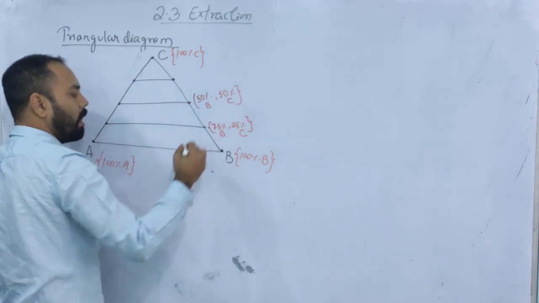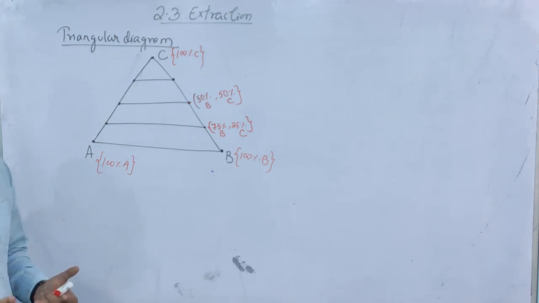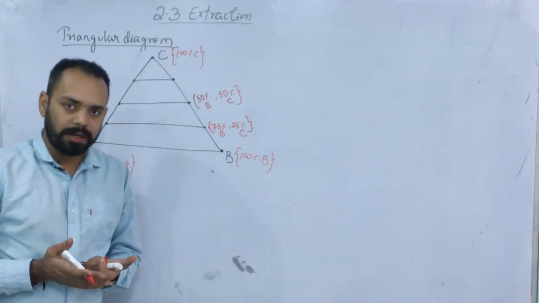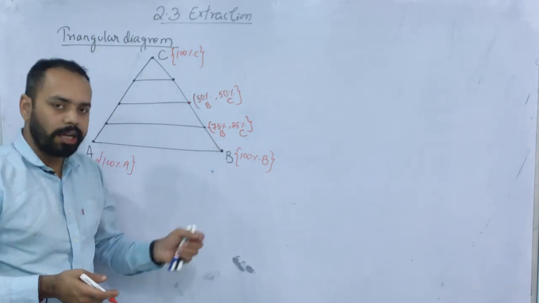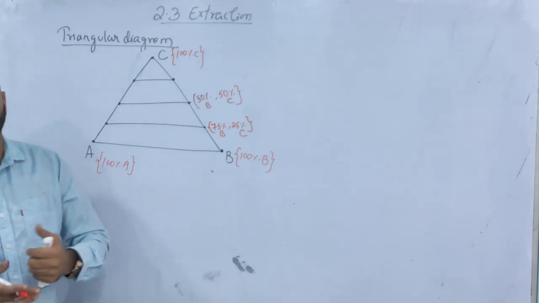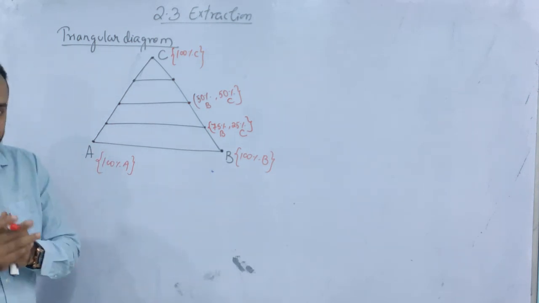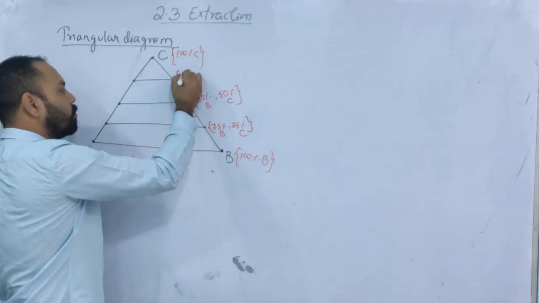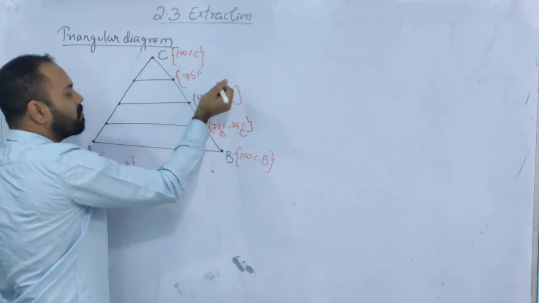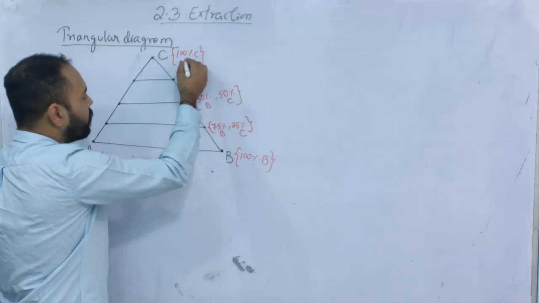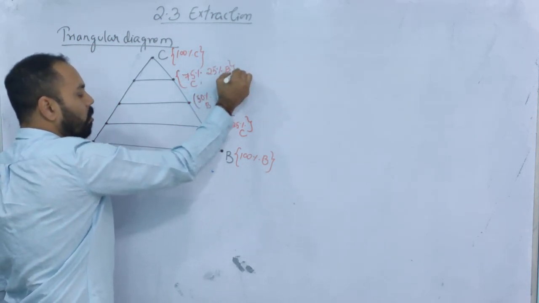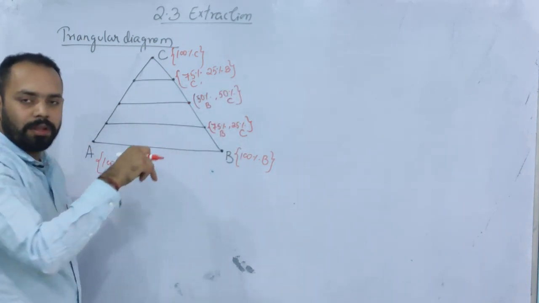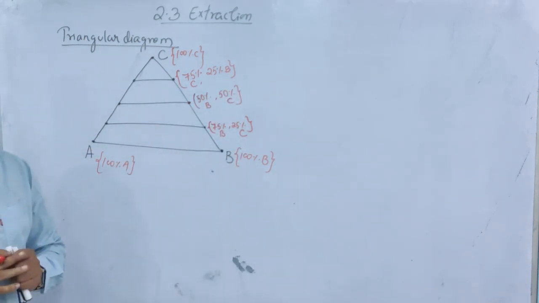You can observe that I am using a change of 25% because I have divided the side into 4 parts. If you divide the side into 5 parts, then each step represents a change of 20%. If you divide the side into 10 parts, then each step is going to represent a change of 10%. Now this one should be 75% C and the rest 25% B. So as you go away from the point B, the composition of B is going to decrease.